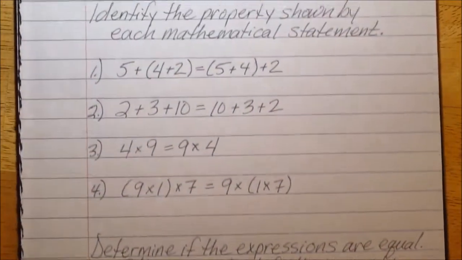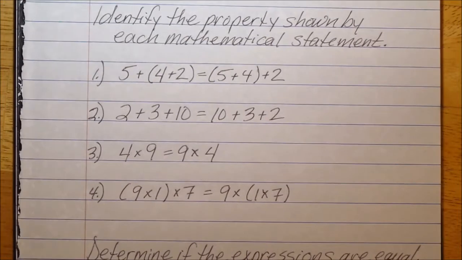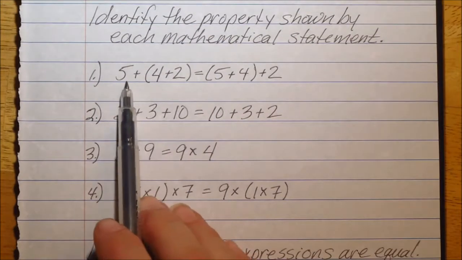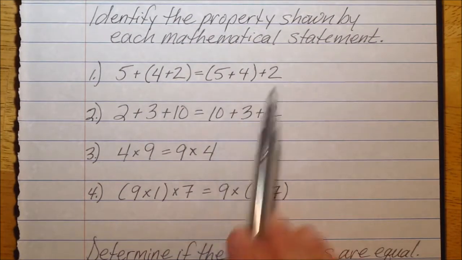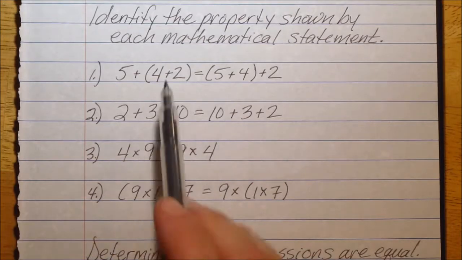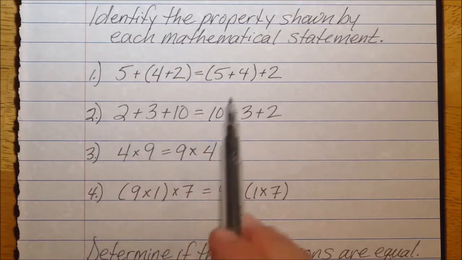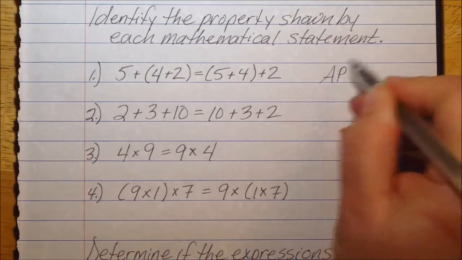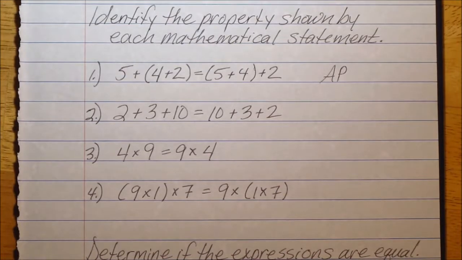All right, let me show you how these are done. I'm looking to see, did the numbers move? That would be commutative property. Or did the grouping only change? On number 1, 5, 4, 2, 5, 4, 2. The numbers did not move, but the grouping changed. Here the 4 and 2 is grouped, and here the 5 and 4 is grouped. And it's all addition. So this one, the associative property is being applied. I'm just going to put AP for associative property. And that's all I require on your worksheets too.